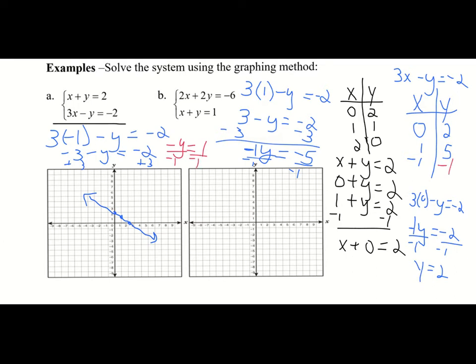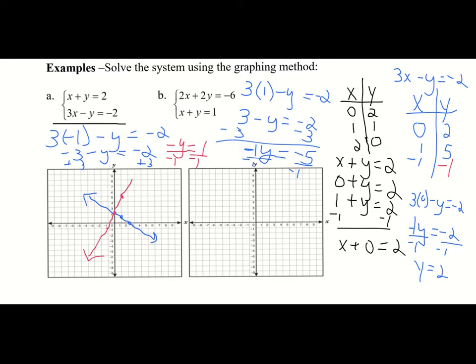All right, let's graph this line. So I have (0, 2), which is right here, (1, 5), which is right there, and (-1, -1), which is right there. So then I can draw my line.